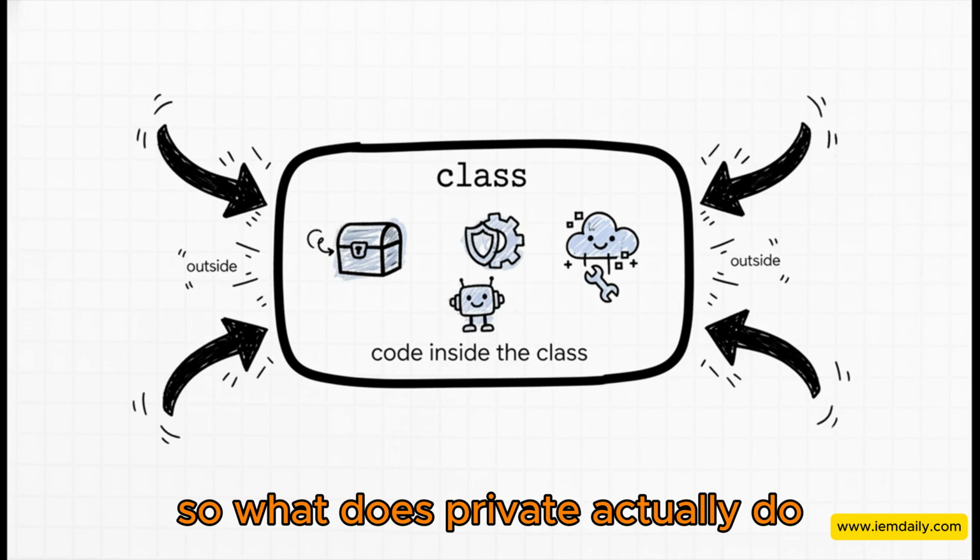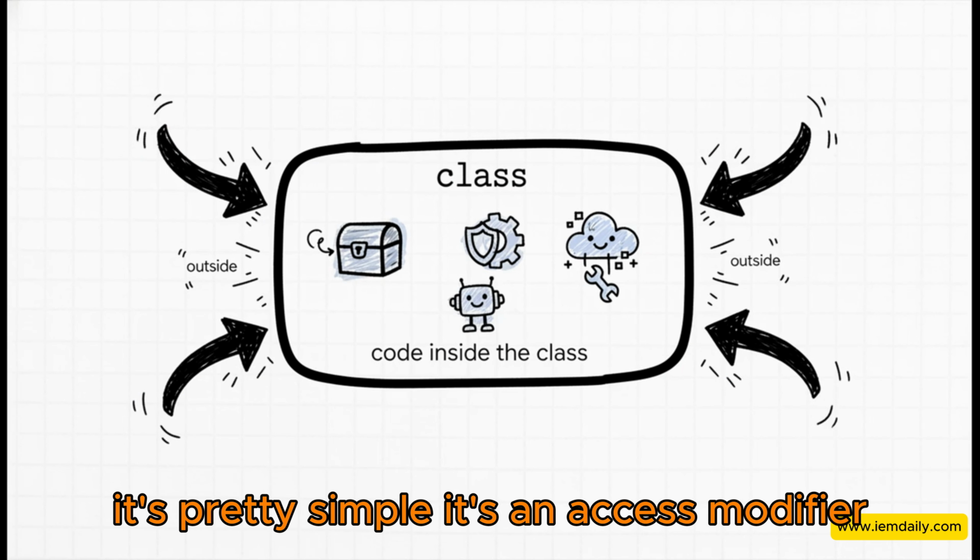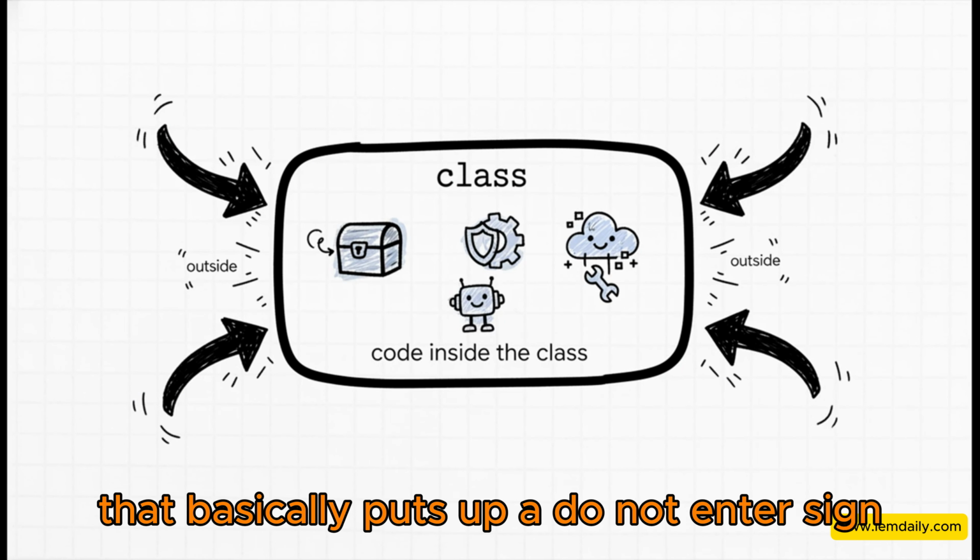So what does private actually do? It's pretty simple. It's an access modifier that basically puts up a do not enter sign.